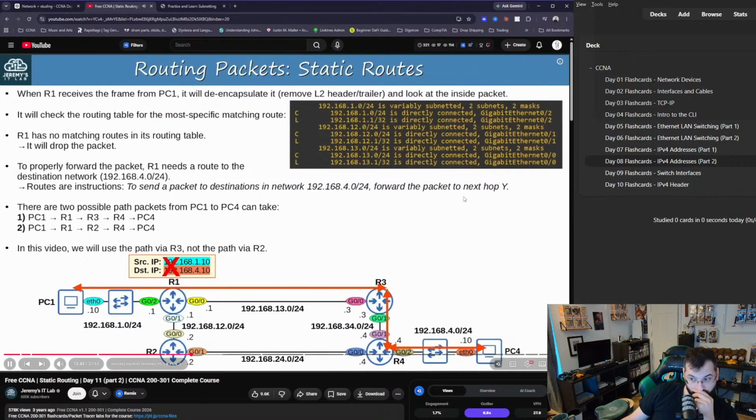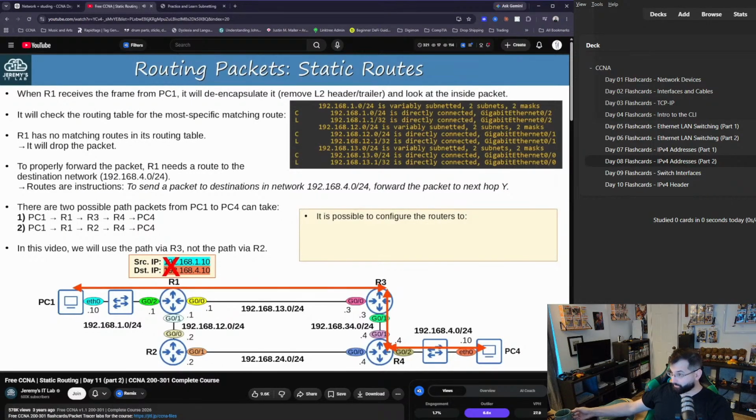So we won't actually use R2 much in this video. And there's no reason why he chose that. He just chose. He could very easily have picked R2. He just, for whatever reason, picked R3. It doesn't really matter. The reason I included R2 in the diagram is that I wanted to demonstrate that if there are multiple paths to the destination, you can choose which one the router should use.